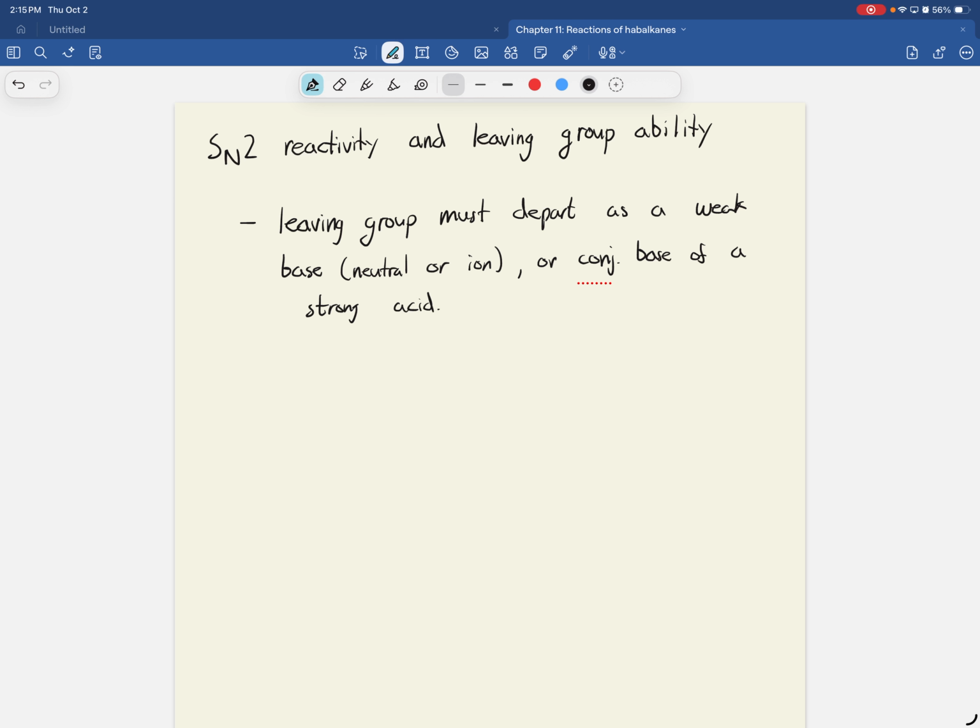All right. So that, even though this thing has a charge, it has to be a weak base. Because if it's a strong base, it'll just want to react again. So it has to be a weak base. So a conjugate base of a weak acid are the best. Okay?